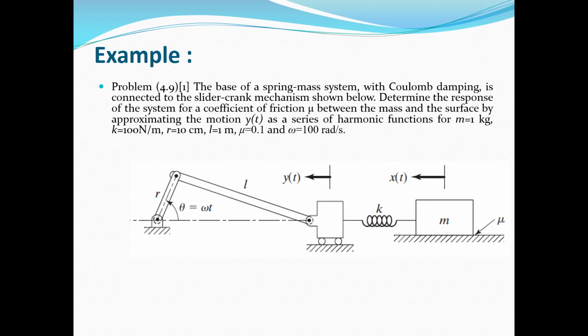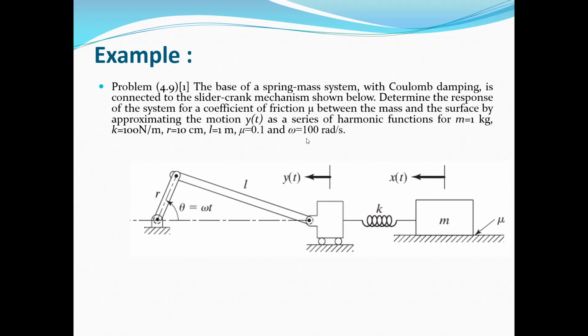Determine the response of the system for a coefficient of friction mu between the mass and the surface by approximating the motion y(t) as a series of harmonic functions, for m equal to 1 kilogram, k is 100 newton per meter, the radius of this link is 10 centimeters, and the length of the link is 1 meter. The coefficient of friction is 0.1, and finally the frequency of the rotation is 100 radian per second.